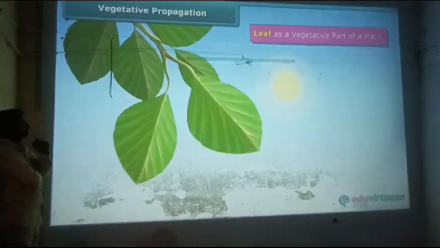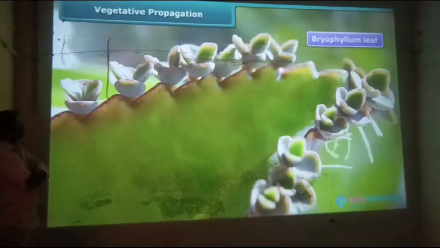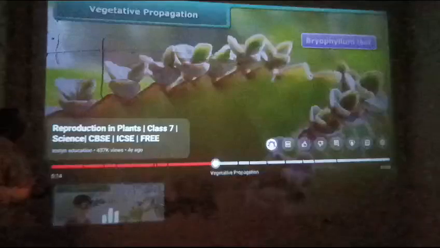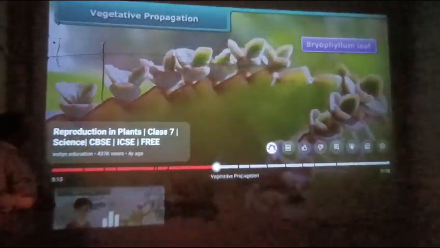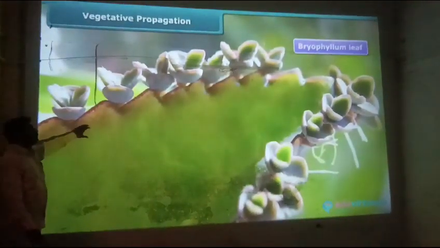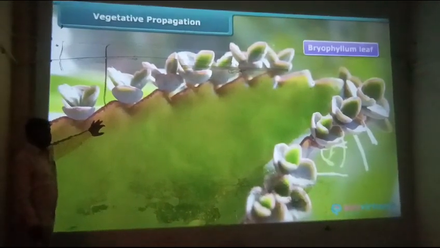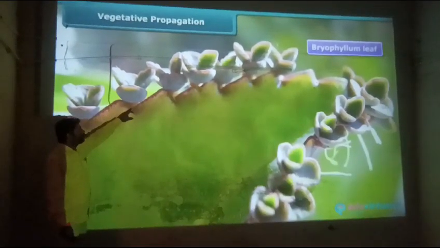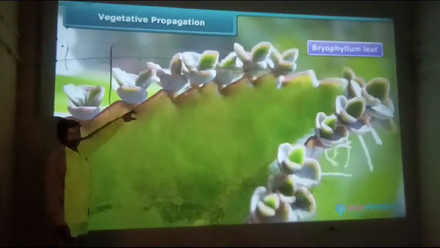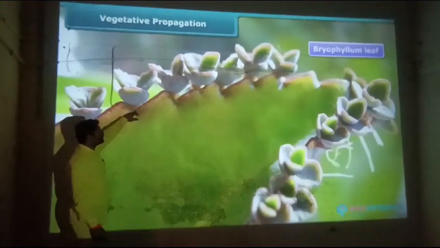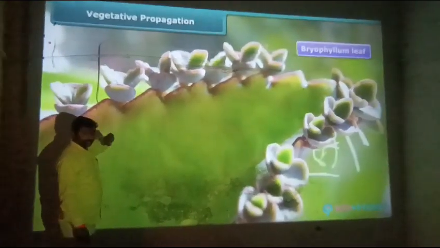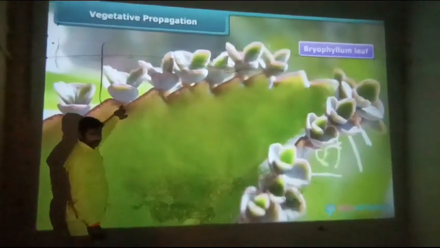Leaf is a vegetative part of a plant. In plants like bryophyllum, leaf is the vegetative structure that helps in vegetative propagation of a plant. See here, it is a bryophyllum leaf. This leaf can grow new plants on the edges of its leaf. Bryophyllum leaves give new plants from the edges.